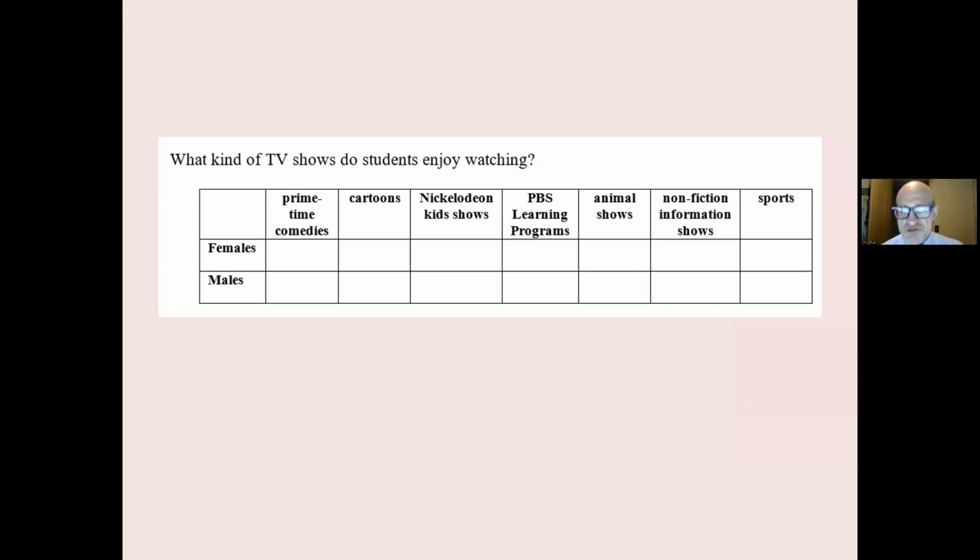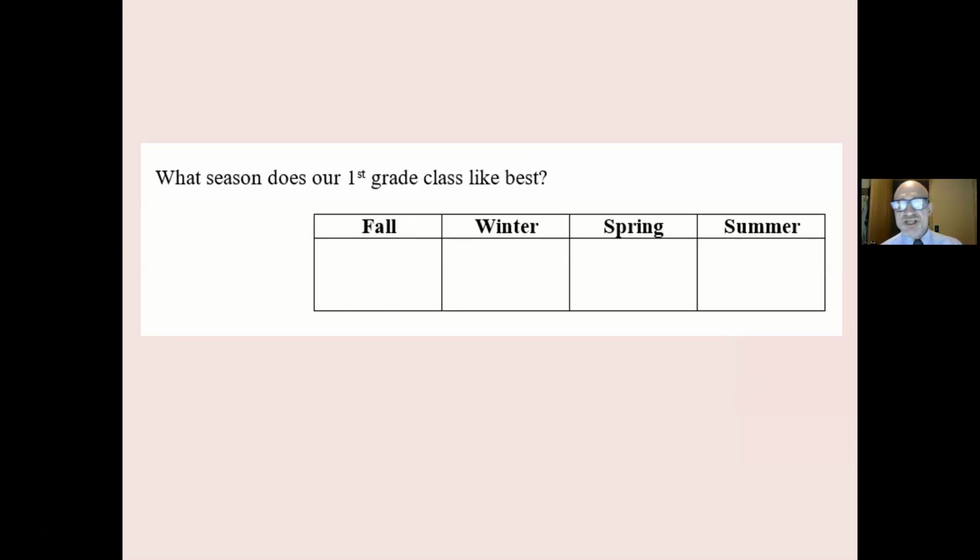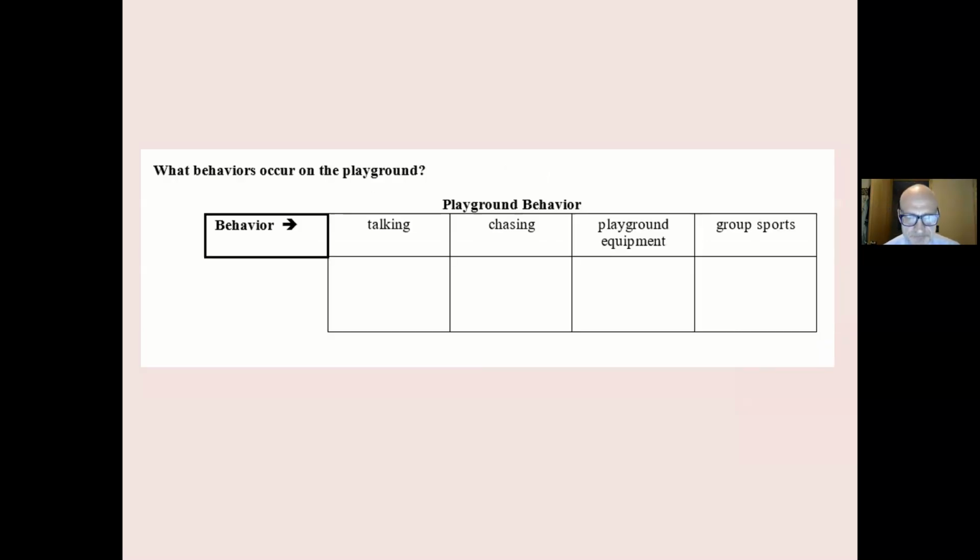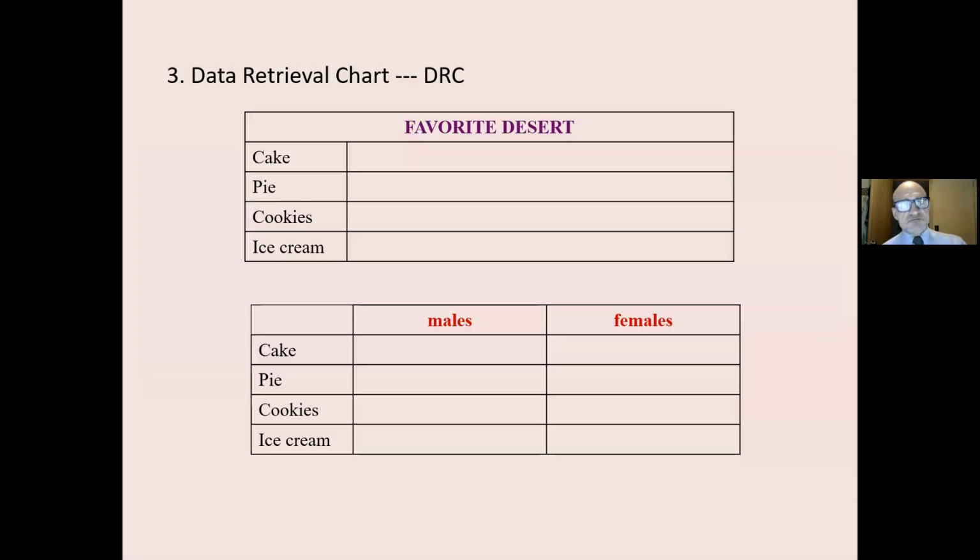What kind of TV shows do students enjoy watching? There is the lab report. Males and females. What season does our 1st grade class like best? Another simple example of a data retrieval chart. Graphic organizer to collect and organize the data. What behaviors occur on the playground? Data retrieval chart. Favorite dessert? And here it's separated males and females, a variety of forms, but you understand the principle.